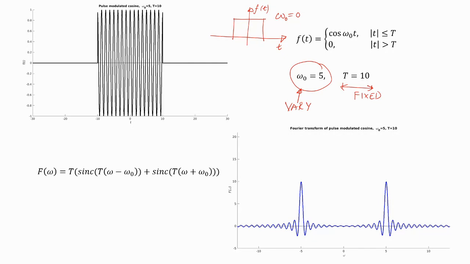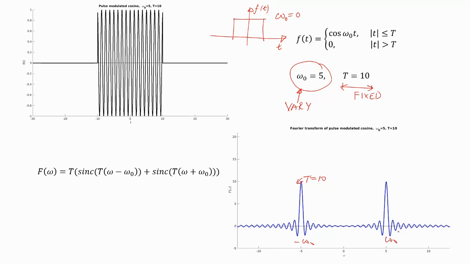So let us see what happens as we decrease the value of omega naught while keeping the duration of the pulse fixed. So at omega naught equals 5 and t equals 10, this is the Fourier transform. So we have again two sinc functions centered at frequencies of minus omega naught and omega naught. Now in this particular case my value of t is fixed, so the amplitude that is given by t is not going to change, but what is going to change is the location of the peaks that are at minus omega naught and omega naught.